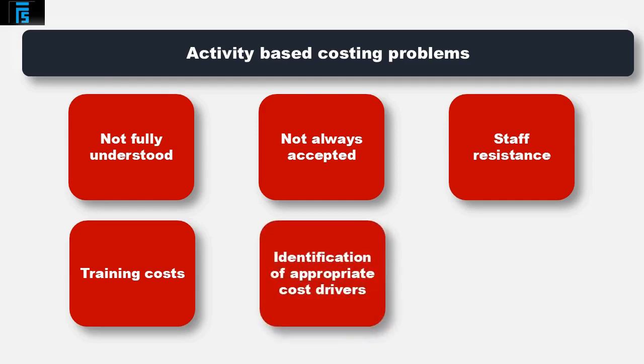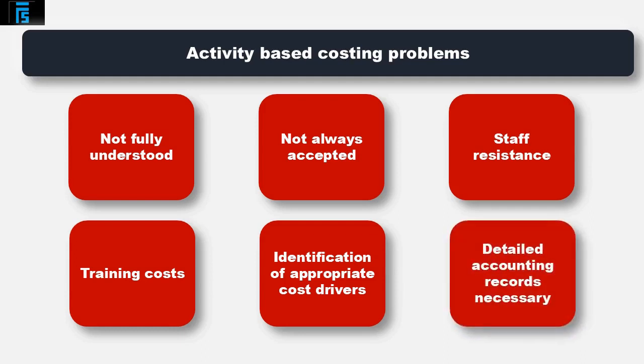Difficulty can arise in identifying appropriate cost drivers. It is not always easy to identify a single cost driver that is specific to a particular overhead. Indeed, this can be an arbitrary process. Activity-based costing relies upon detailed accounting records in which cost pools and cost drivers are identifiable. Compiling such records can be a time-consuming and costly exercise.